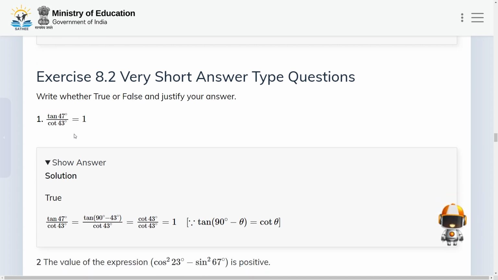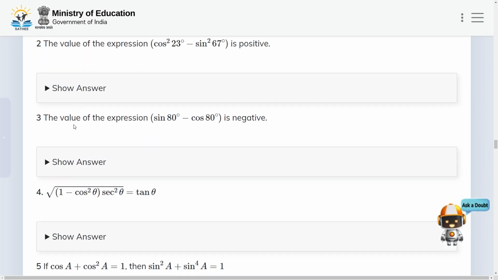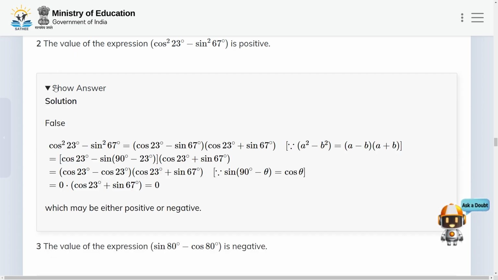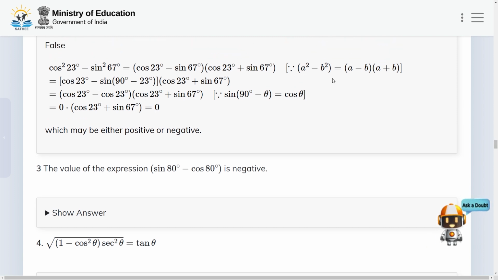Okay, so this is the true statement. And now let us see question number 2. In question number 2 here we have this expression, and it says the value of the expression is positive. So let us check what will happen. Here we can use the formula a square minus b square is equal to a minus b times a plus b, that we have studied in our class 9th.